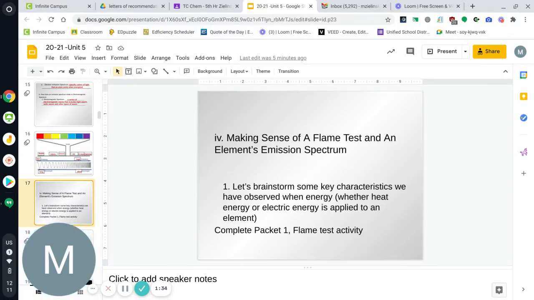So what the heck's going on, okay? There's some things we gotta process first. So if you get out your guided notes and turn to page 3, that's the beginning of what we're going to do. At the top of page 3, it tells you to brainstorm some key characteristics that we have observed when energy, whether it's heat energy, like in the flame test video you watched, or electric energy, like the video clip about the emission spectrum, is applied. What is going on? What are you seeing? Some key characteristics. So hit pause, just brainstorm some stuff that you've processed before we move on.